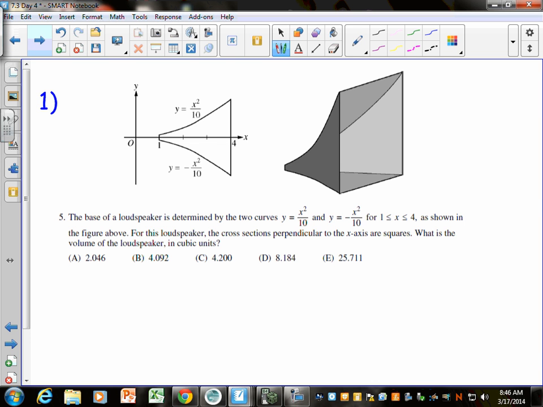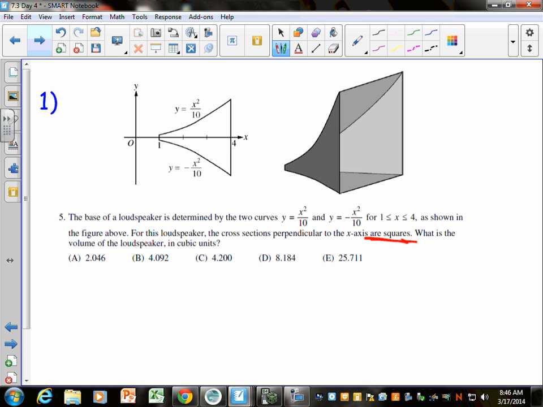Oh, look at this lovely shape. This is from an AP test. It says, the base of a loudspeaker is determined by two curves, y equals x squared over 10 and y equals negative x squared over 10 for 1 to 4. And they've given you this lovely graph, and they even show you what it's like if you rotated it. You don't even have to visualize it. As shown in the figure above, for this loudspeaker, the cross sections perpendicular to the x-axis are squares.